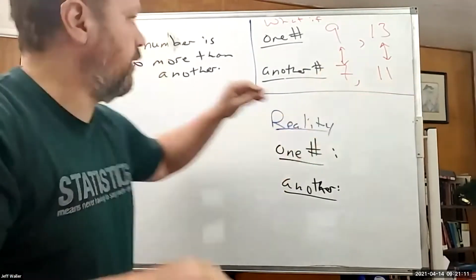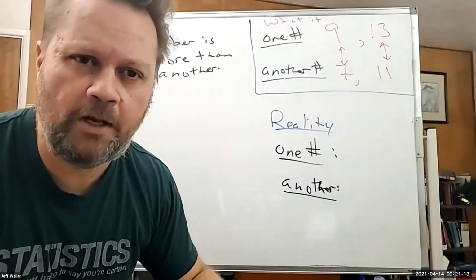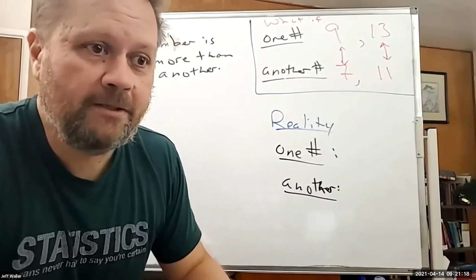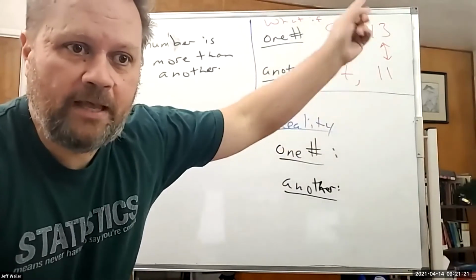It could be anything. So I have two numbers in my head and one of them is two more than the other. Do you know what either one is? You have no idea. It could be 7 and 9. It could be 11 and 13.